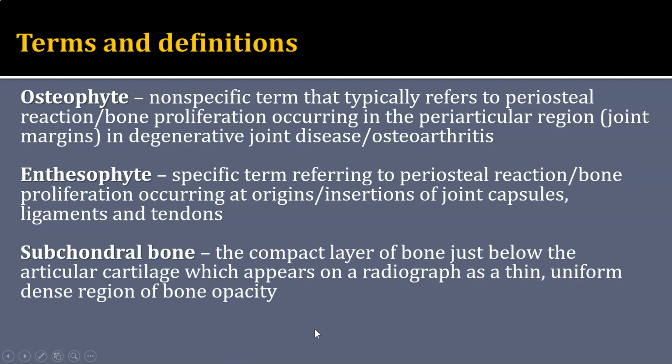And then our final term I have talked about before, but that is the subchondral bone, and that is our compact layer of bone that is just below the articular cartilage. Remember, we don't see the articular cartilage because that is soft tissue opacity, and so it will look like the other soft tissues of the joint. And the subchondral bone appears on a radiograph as a fairly thin, uniform, dense region of bone opacity.